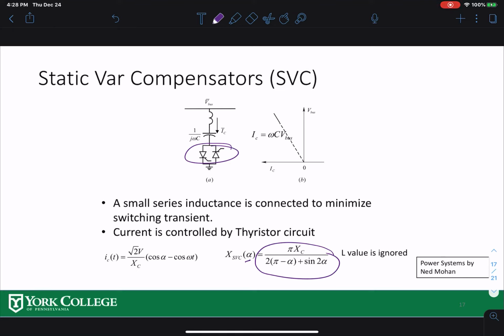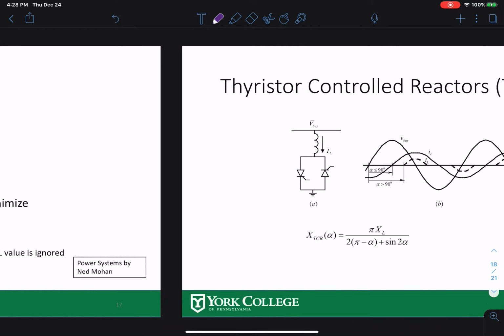So this is the capacitor. You're ignoring this one, which is there just to minimize the transient. How much capacitive reactance you're getting depends on your alpha when you're turning on and off these two thyristors, and that gives the leading current. So the bus voltage is supported up when you need it by supplying capacitive reactive power, and it depends on the firing angle alpha.